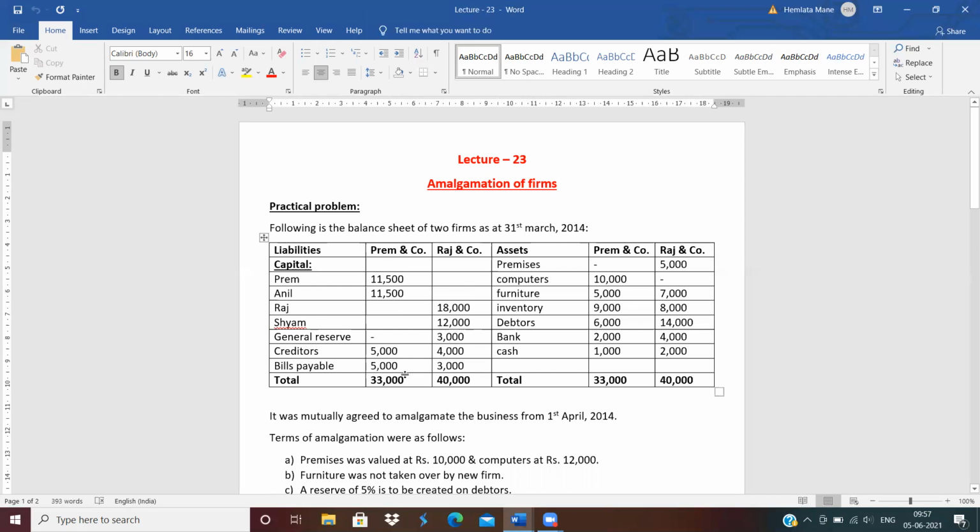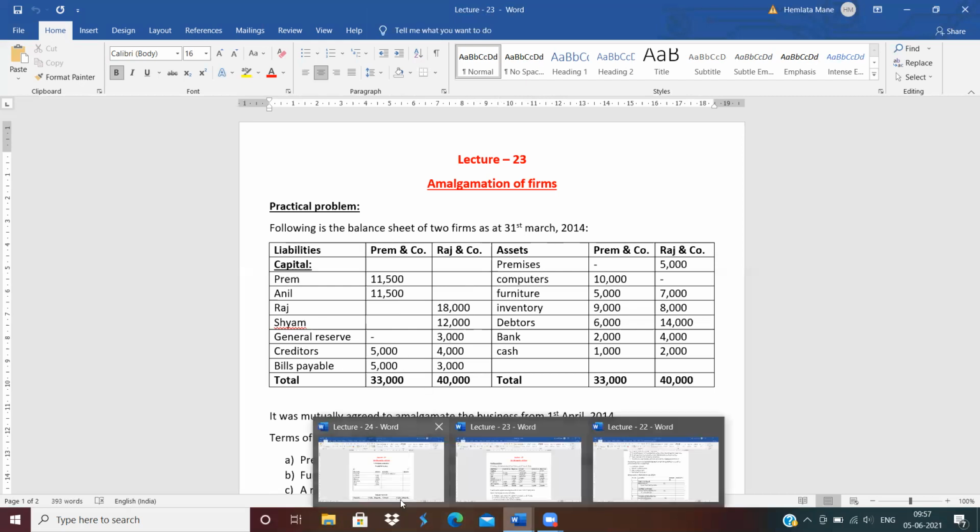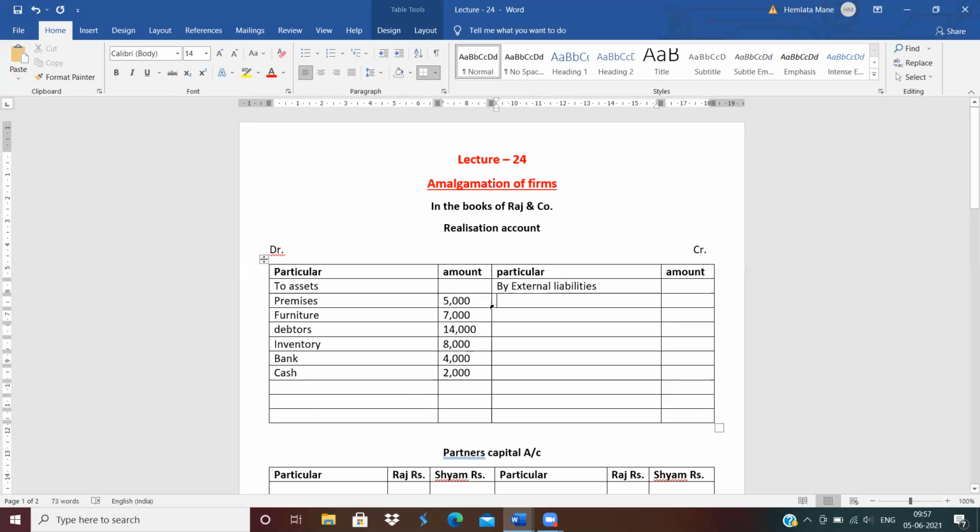Creditors 4,000 and bills payable 3,000. Okay, these external liabilities are given. Then next entry.